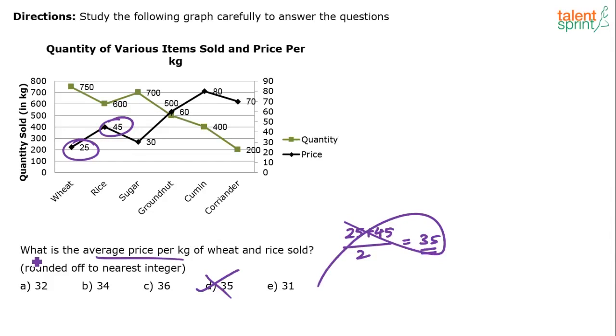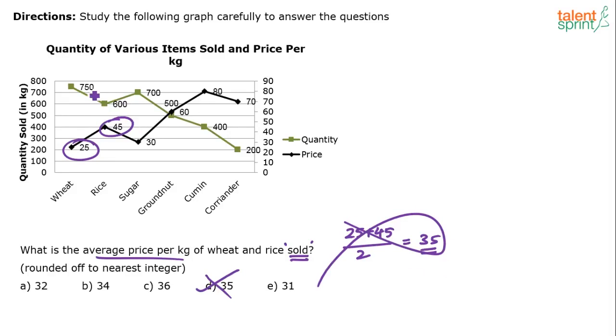Understand, the question here is, what is the average price per kg of wheat and rice sold? You did not pay attention to this word sold. He is not asking you to find out the average price per kg of wheat and rice. You're getting it? The question here is not about average price per kg of wheat and rice. The question here is about average price per kg of the wheat and rice that got sold. Whatever you have sold, right? For that, what is the average price? And that cannot be done in this fashion.